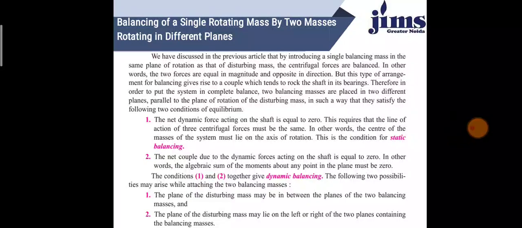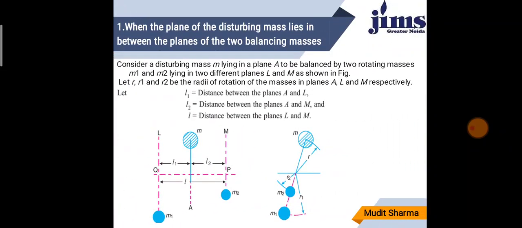Okay, so we already discussed in the previous video lecture what static balancing and dynamic balancing are. What is static balancing? If the algebraic sum of all forces on a rotating shaft is equal to 0, then we say it is static balancing. If the summation of all algebraic forces as well as all algebraic moments is also 0, then we call it dynamic balancing. So we can understand by taking an example.